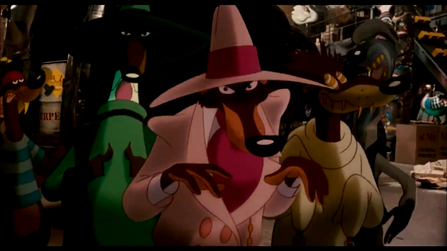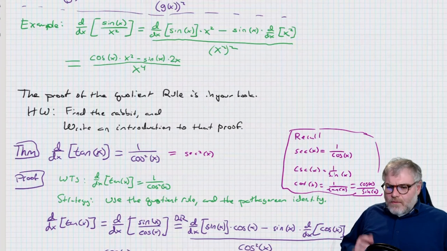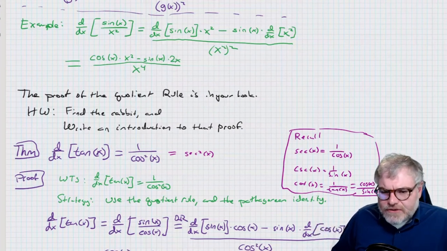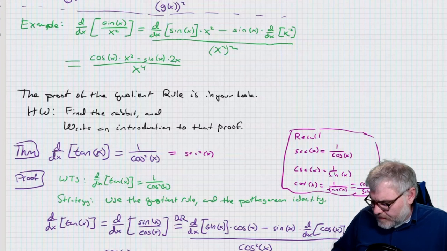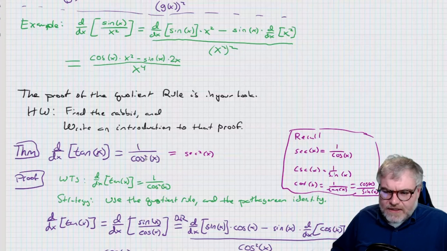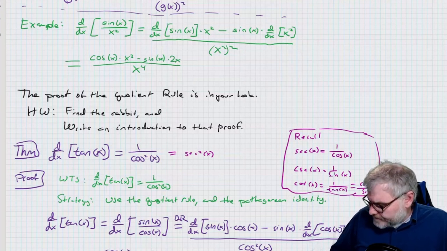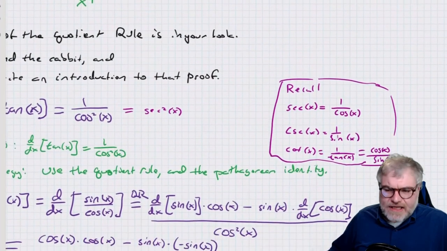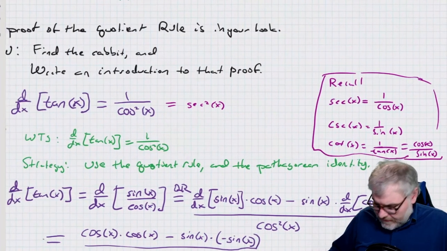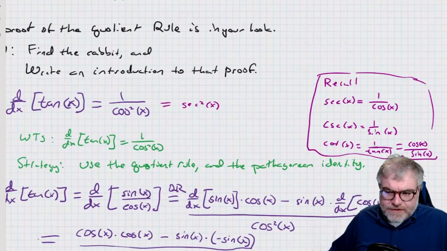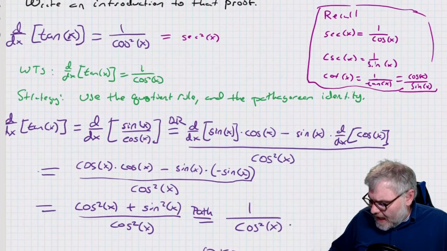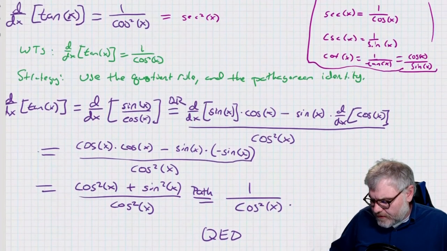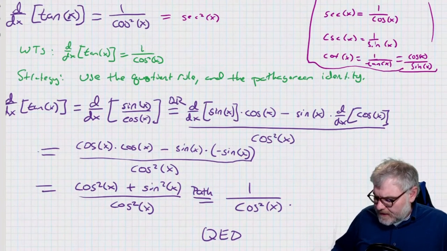We'll find them. Now, we can use the quotient rule. Once we have it in our bag, we can actually use it to prove some nice things. For instance, the derivative of tangent. I want to show that the derivative of tangent of x is 1 over cosine squared of x. And for secant, cosecant, and cotangent, there are a variety of trigonometric functions that you can have. Well, let's go ahead and just prove, using the quotient rule, that the derivative of tangent is 1 over cosine squared. I'm going to use the quotient rule, and then I'm going to use the Pythagorean identity.